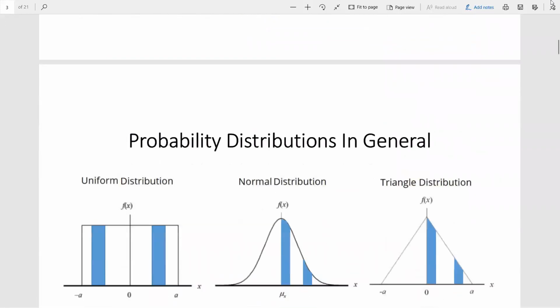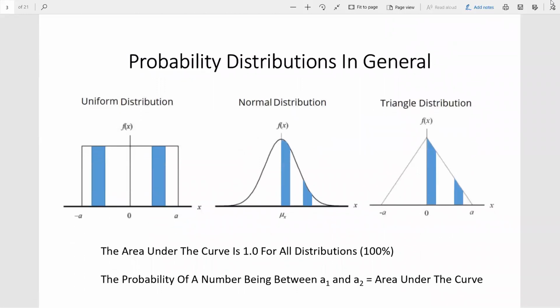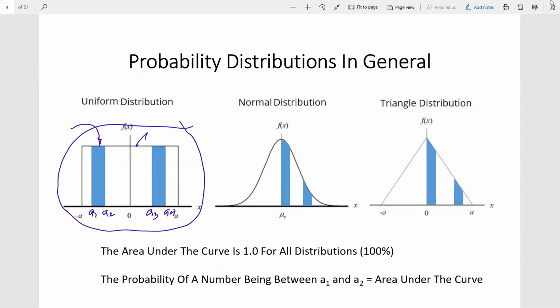Let's take a look at the next slide where we have, say, A1 and A2, and say A3 and A4. In this case, the width of the rectangles are the same, which means that the probability of the data being between A1 and A2 is the same as A3 to A4 because the areas are equal.